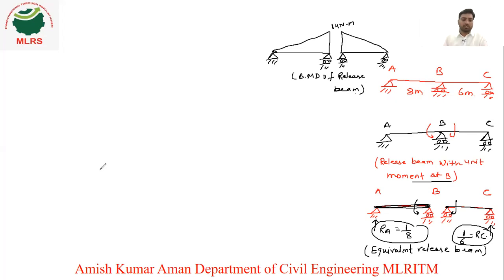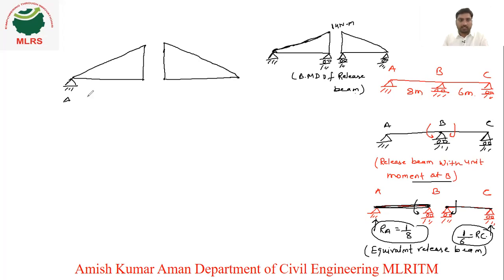Now we need to draw the conjugate beam. Whatever the structure is there for the bending moment diagram of the real beam, the same structure will be for the conjugate beam. So for the conjugate beam, the structure is going to be the same. This is A, here B, here it is C.